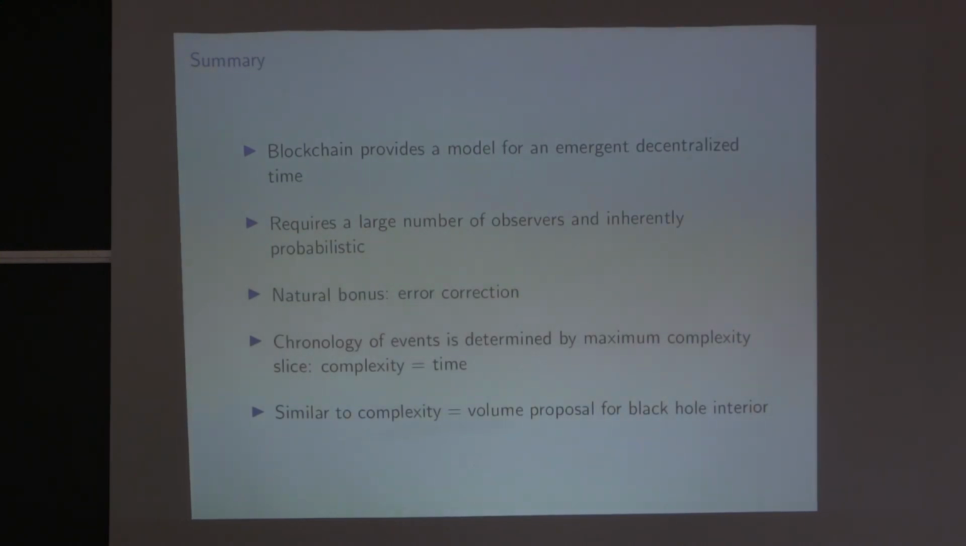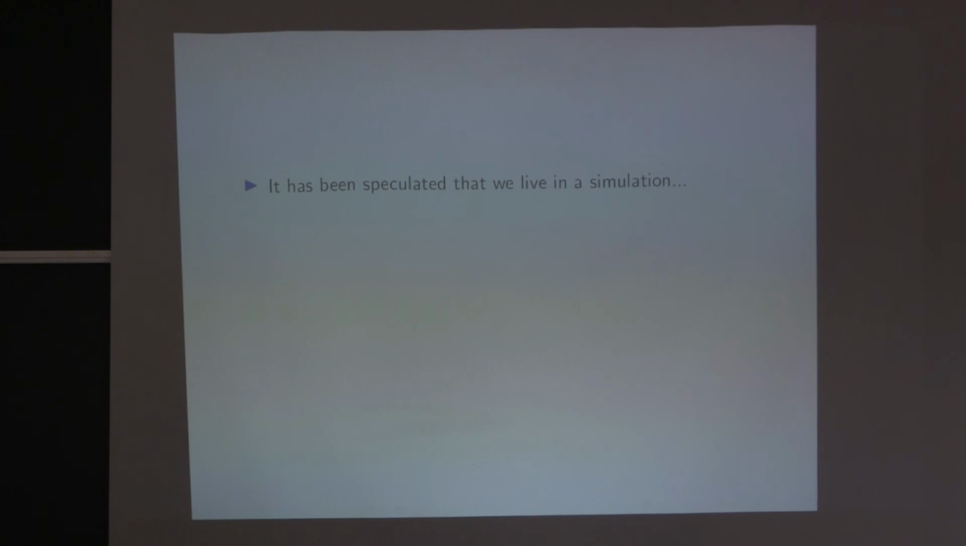Let me summarize. Blockchain provides a model for an emergent decentralized time. It requires a large number of observers, and it's inherently probabilistic, but it has a natural bonus of having error correction. It is emergent time in the sense that the chronology of events is determined by finding the maximum complexity slice, and this is similar to the complexity equals volume proposal for the black hole interior. Let me finish with the following thought. It has been speculated that we live in a simulation. So let's hope that the simulation is not someone mining cryptocurrency.